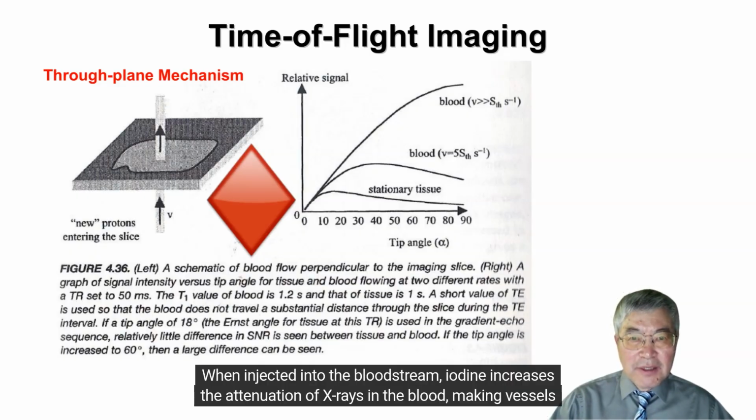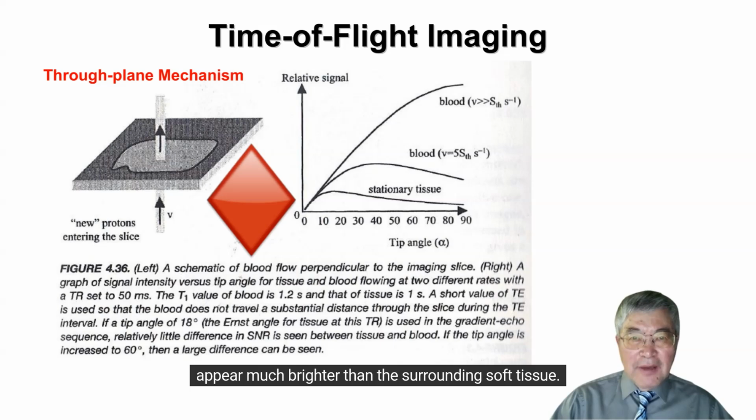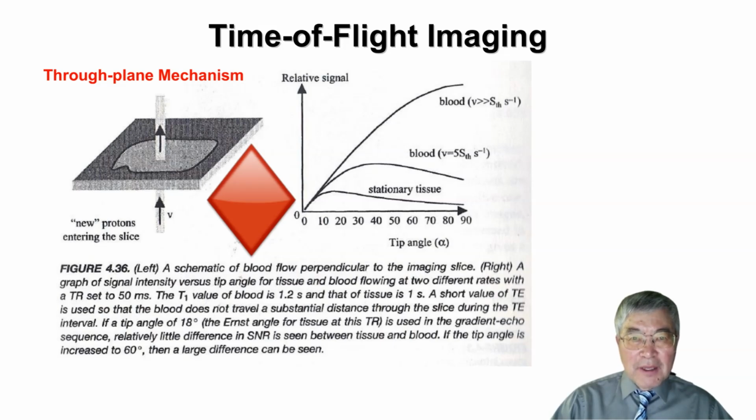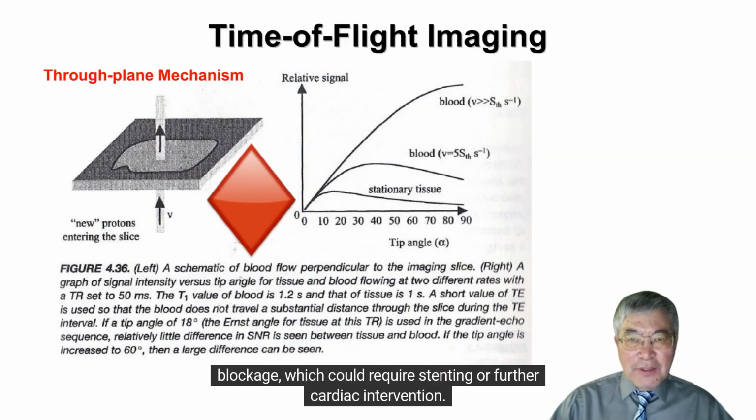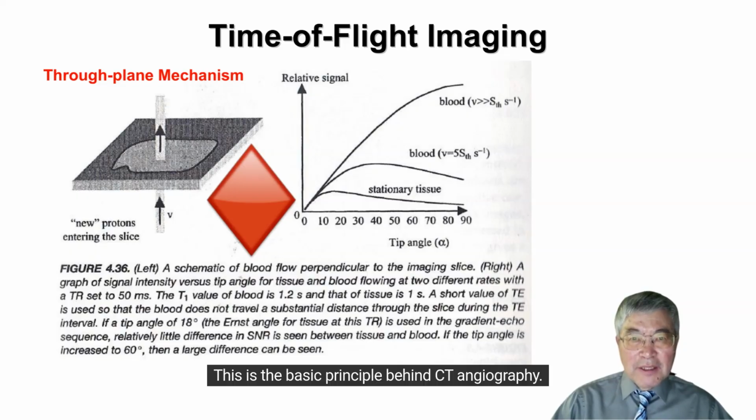When injected into the bloodstream, iodine increases the attenuation of X-rays in the blood, making vessels appear much brighter than the surrounding soft tissue. If a vessel that should be wide suddenly appears narrow or faint in the CT image, that suggests a vascular blockage which could require stenting or further cardiac intervention. This is the basic principle behind CT angiography.